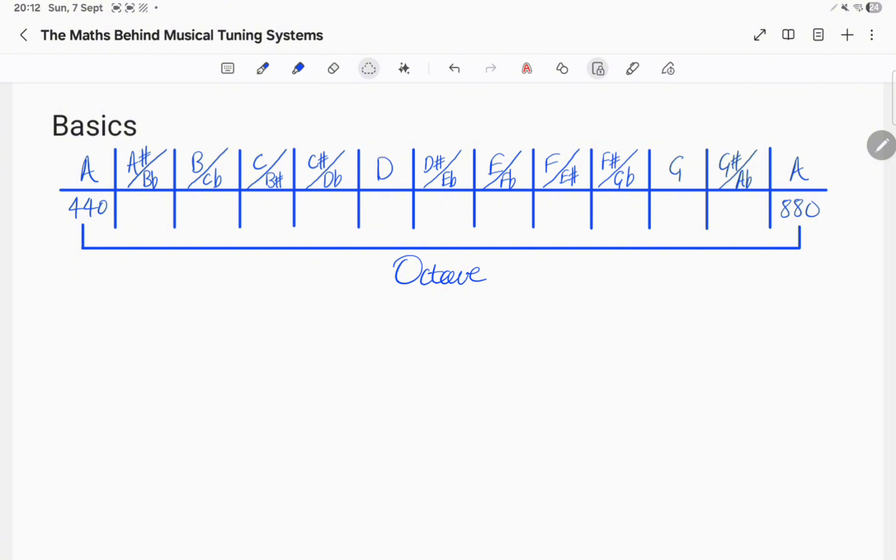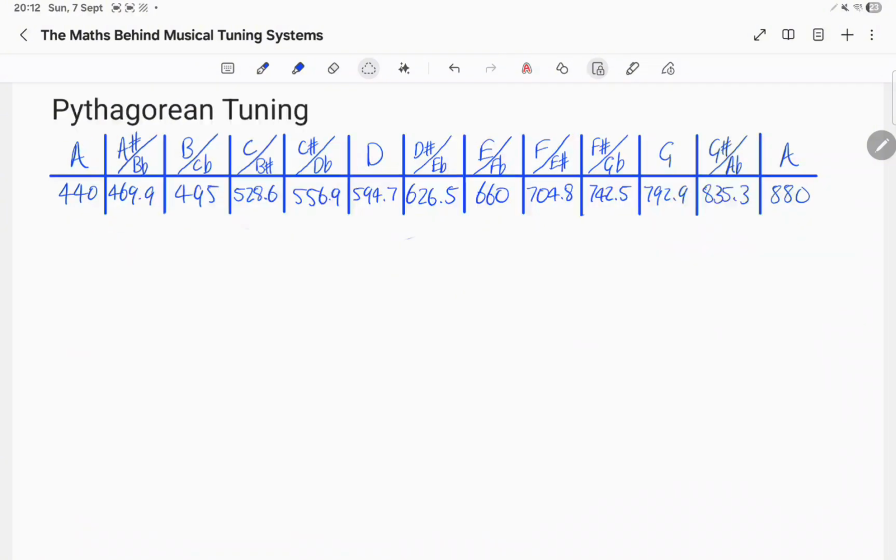Today, I'll be investigating different methods of assigning frequencies to the other notes in between so that we have a nice coherent scale. Let's start with the very first, Pythagorean tuning. This was famously used by Pythagoras himself, although it was known to multiple cultures before.